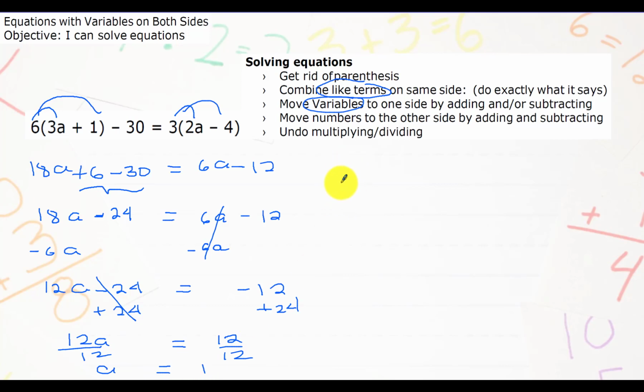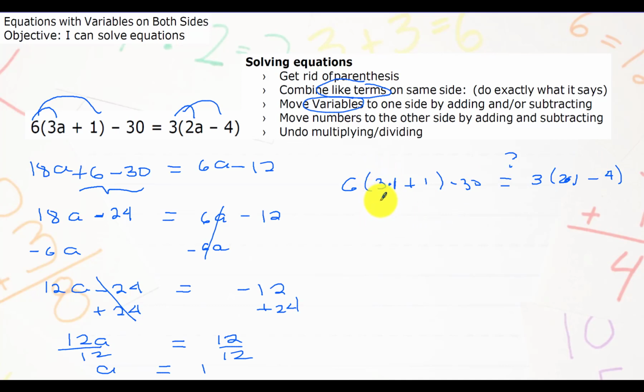All right, let's check our answer. 6 times 3a plus 1, where my a is equal to 1, minus 30. Is this equal to 3 times 2 times a, where my a is again equal to 1, minus 4? Okay? So let's verify if this left side is equal to our right side.